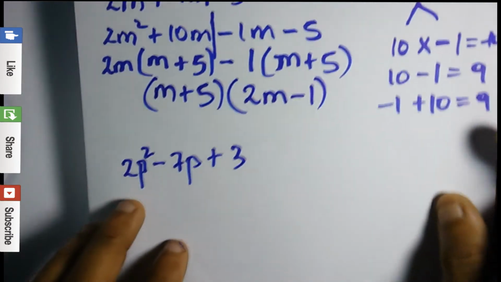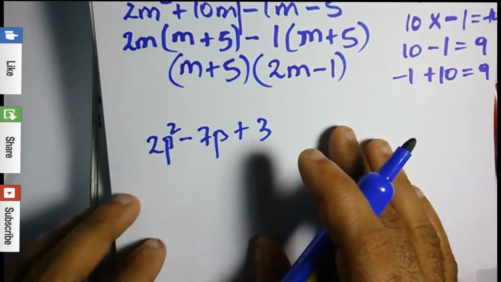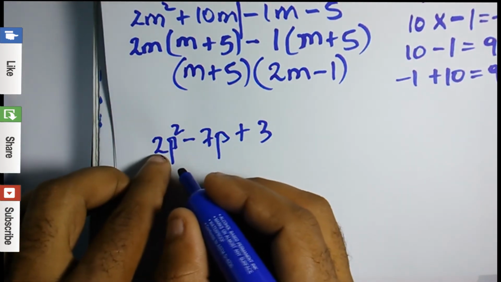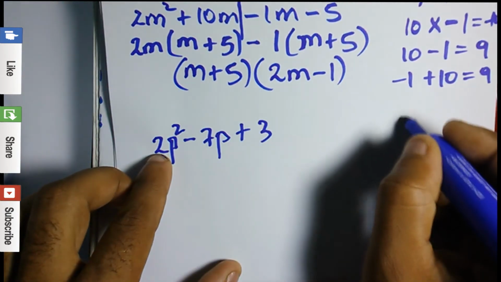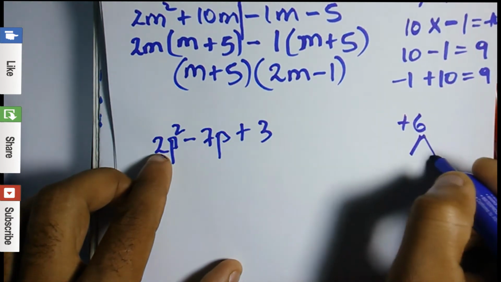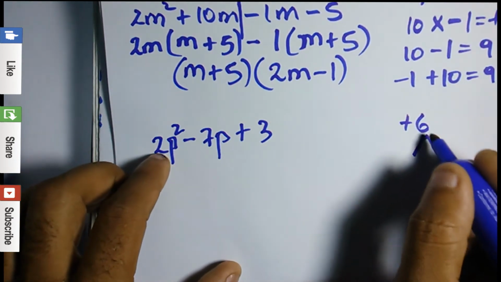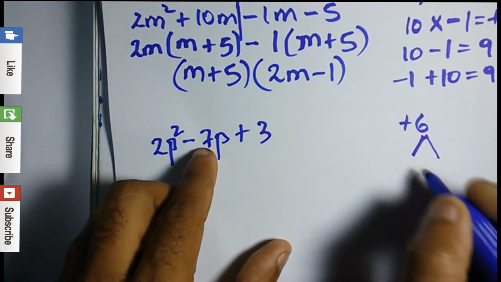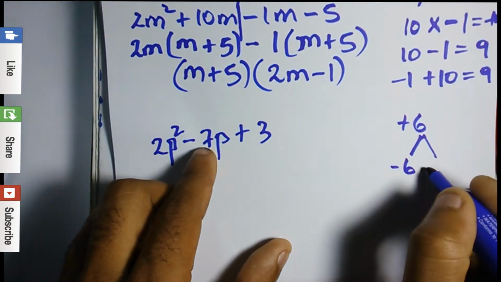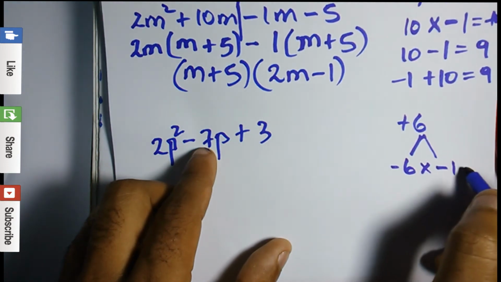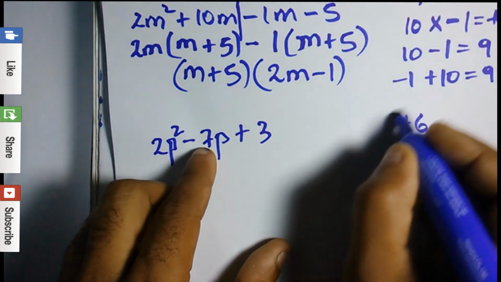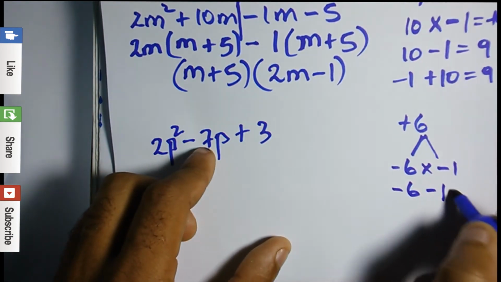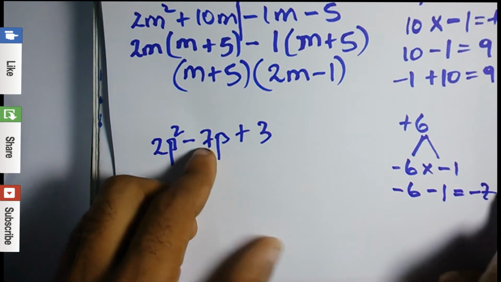Now, this is another question based on factorization of quadratic trinomials. So 2 times 3 is positive 6. Two factors for positive 6. When I multiply them, I should get positive 6, but when I add them, I should get negative 7. Those two factors are negative 6 times negative 1, which will give me positive 6. When I add them, so minus 6 minus 1, it's going to give me negative 7.